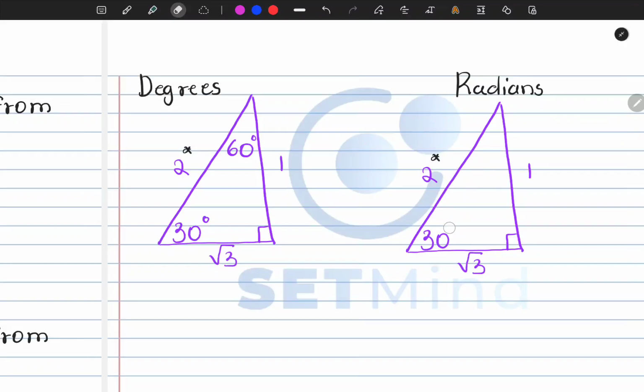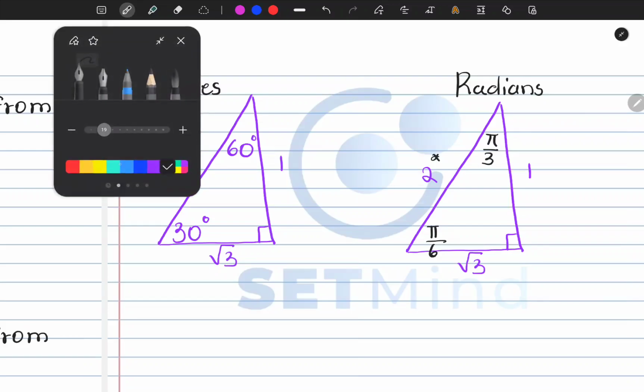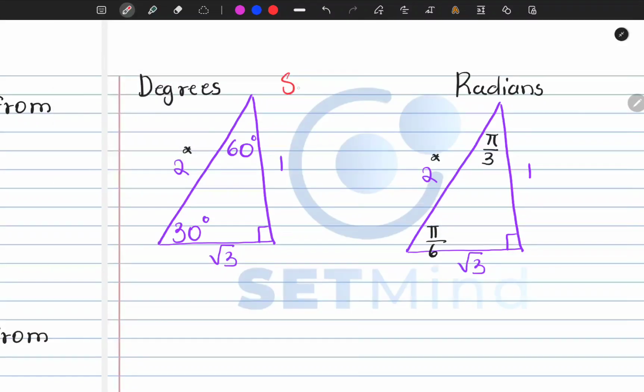So you should be in a position now to easily find these angles. Where there was 30, you should realize that that angle is the same as pi over 6. Where there was a 60, that is pi over 3. That is how our special triangle becomes now.